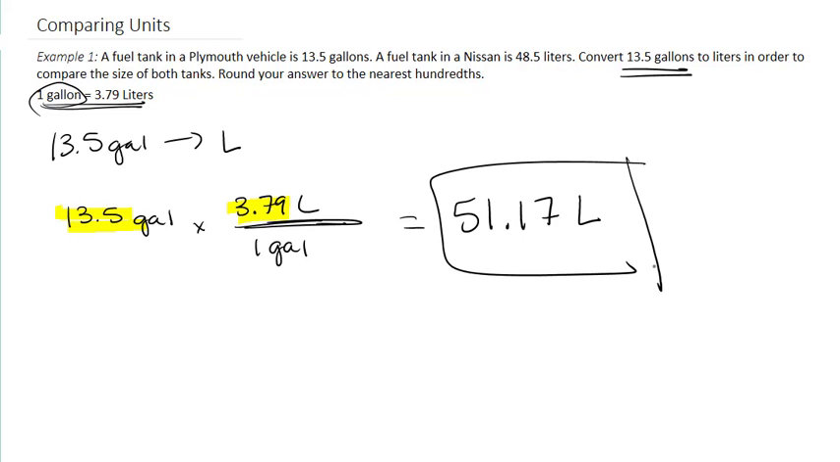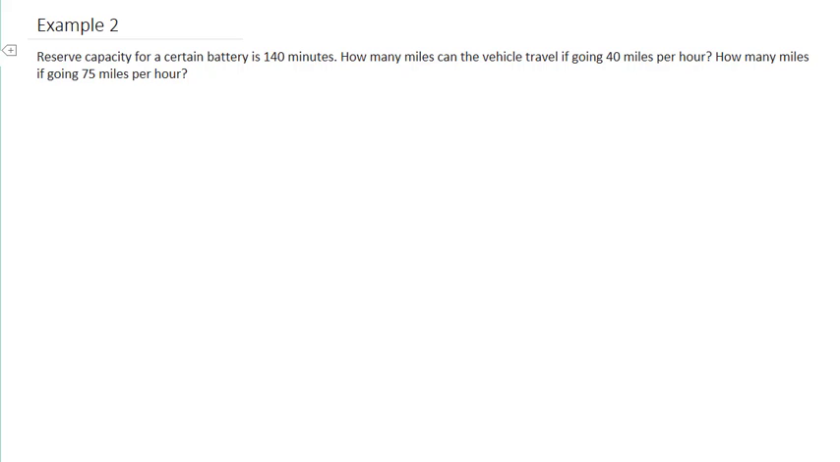Now let's do another example. Example 2. A reserve capacity for a certain battery is 140 minutes. How many miles can the vehicle travel if going 40 miles per hour? And then how many miles can it go if it goes 75 miles per hour?